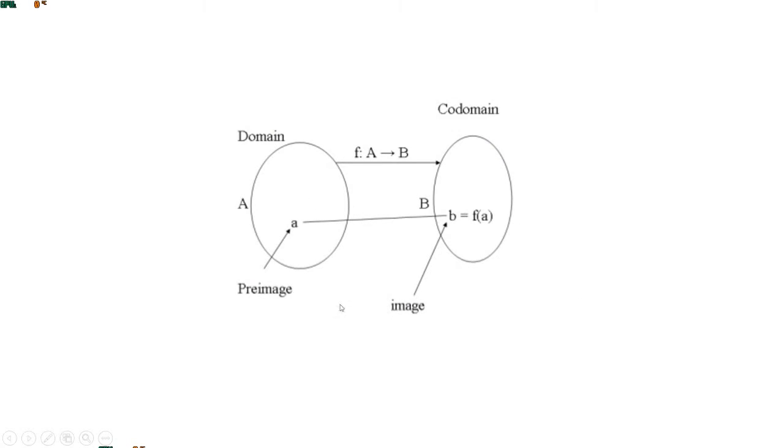Here it shows the pre-image is the value of the domain X, while the value in the codomain Y is the image. The process or the result of the pre-image will be the image. For example, we have a function of x squared, so the values of x will be squared, and that will be the value of the y.